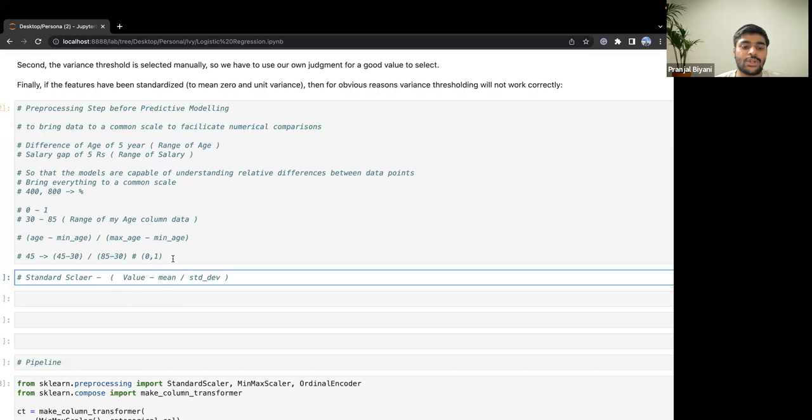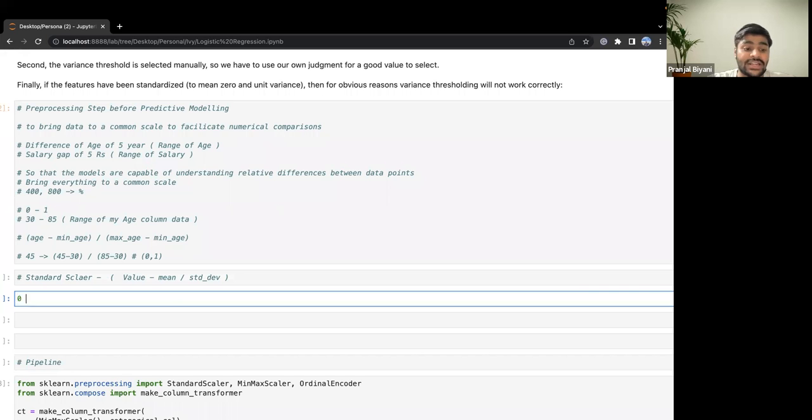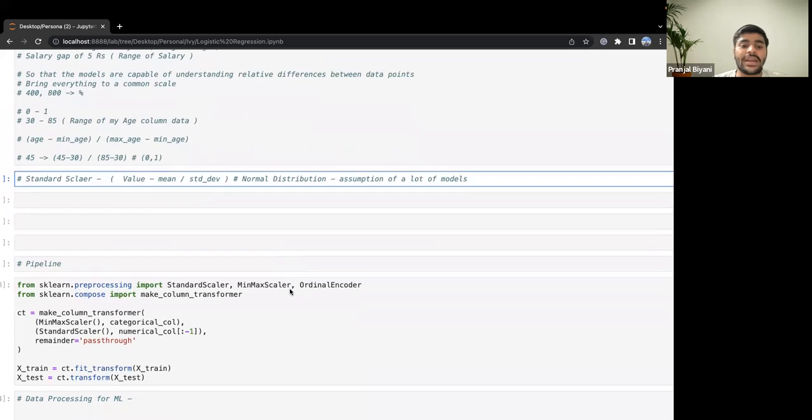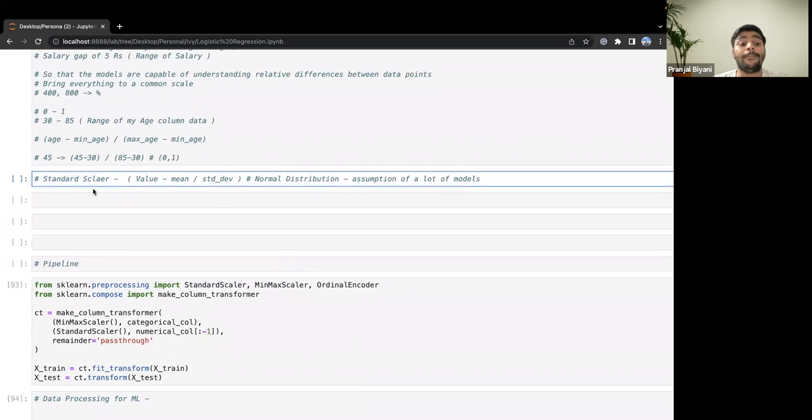It will bring everything to a common scale, right? Although it will not bring it to a very restrictive scale like 0 to 1. But this kind of scaling will actually transform the distribution to a normal distribution curve. And normal distribution is the assumption of a lot of models. So if you convert your numerical data using standard scaling, which is basically going to convert your data distribution into normal distribution, then a lot of models will perform better on your data.